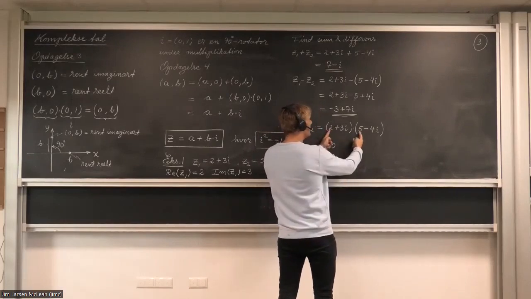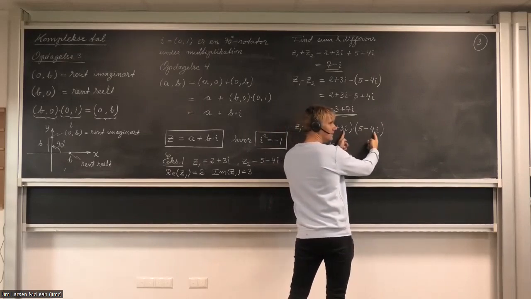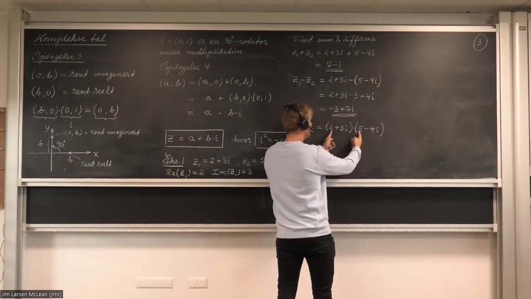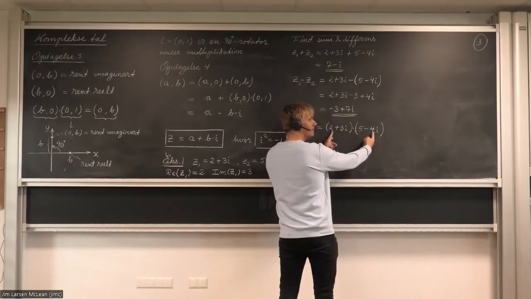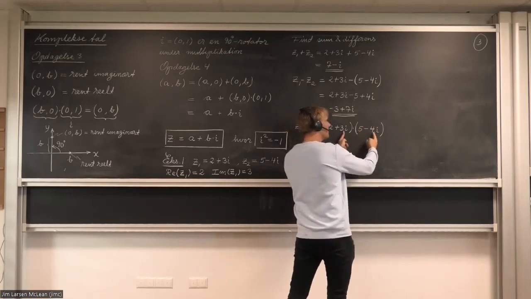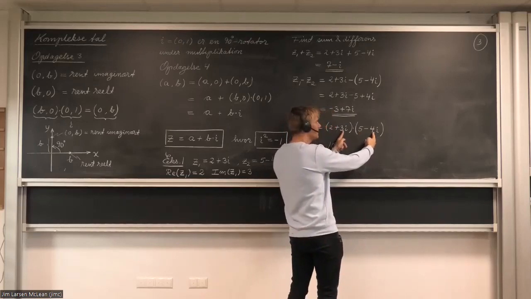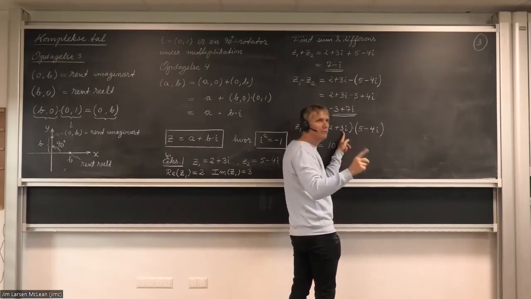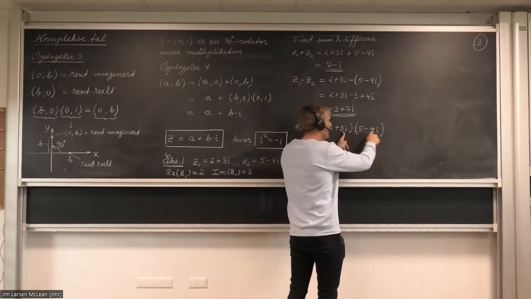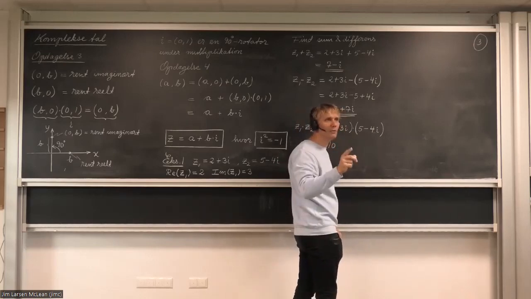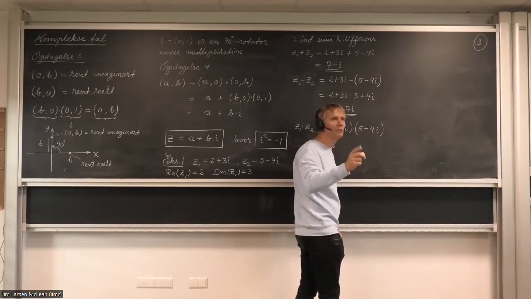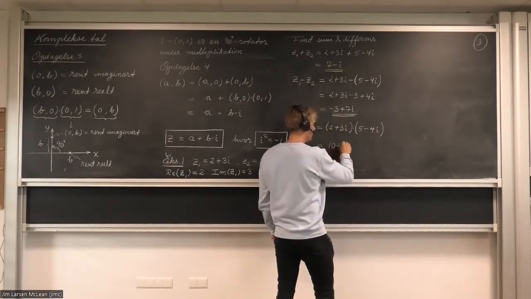Once you've said this times that, then it's smart to say that times this. You don't usually do that. Normally you'd say this times that, and that times that. But now I first say this times that. Then I say that times this. Why? Now you'll see. It's because 3 times minus 4 gives minus 12. But i times i is i squared, which gives minus 1. And minus minus 12 is plus 12.